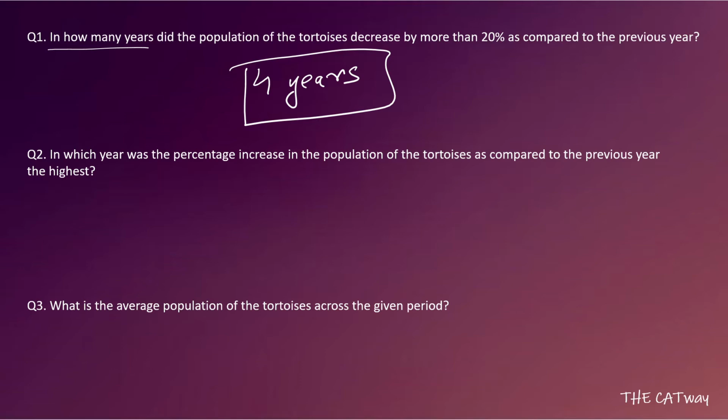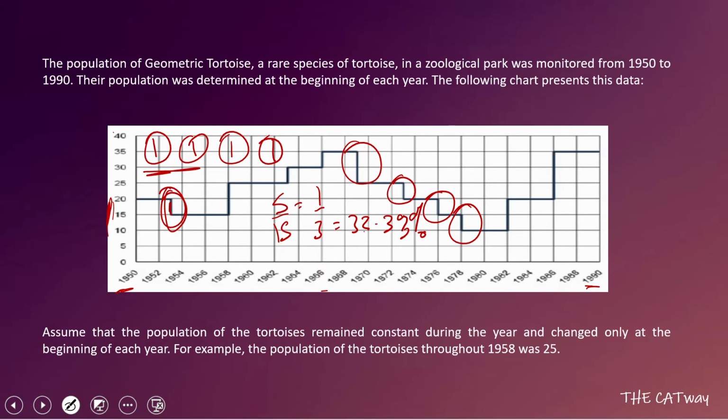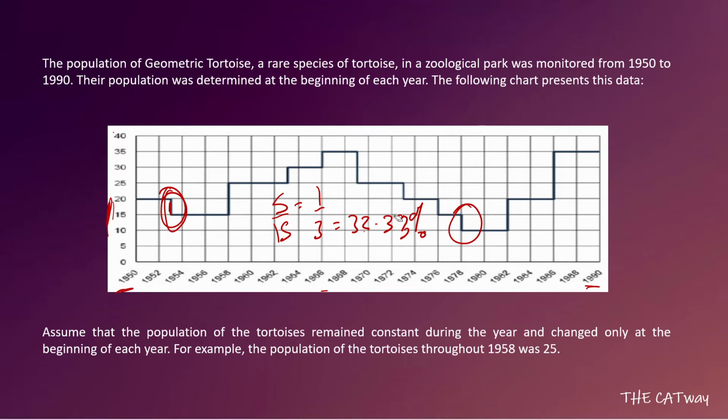Let's move towards the next question. The next question says that in which year was the percentage increase in population of tortoise as compared to previous year the highest? So we are now going to calculate where there was a percentage increase of population. Let's see where the first increase happened. The first increase happened in 1958. So in 1958 it increased by 10 over 15. So 10 over 15 means 2 by 3, that will be equal to 66.66%. So we have one value now of an increase of 66.66%. We do not know if it is the highest or not. We will have to check other cases for it, but as of now 66.66% is the highest value.